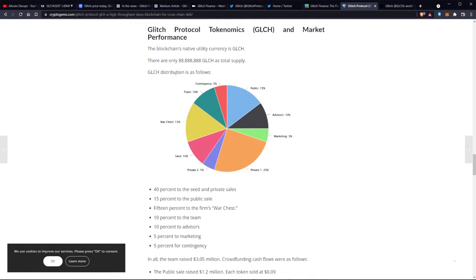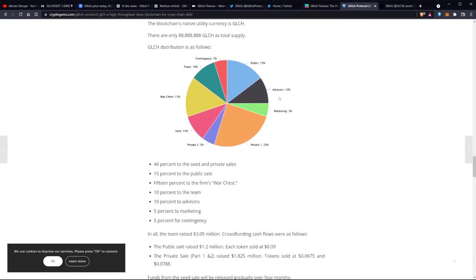Now, as for Glitch token distribution, speaking of tokens, let's go into this really quickly. Contingencies gets 5%, public is 15%, advisors 10%, marketing gets 5%, private sale number one is 25%, private sale number two is 5%, and seed rounds are 10%. War chest, no idea what war chest is, that's 15%, team is 10%, and so on. Well, actually, that's everything. That's how it's distributed. That's really good.